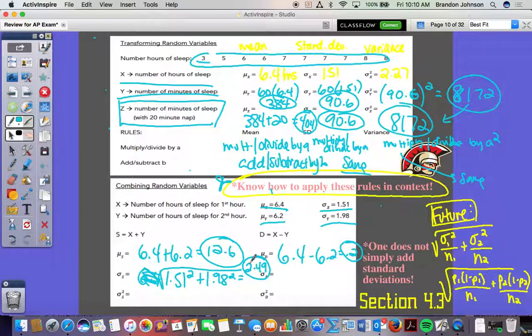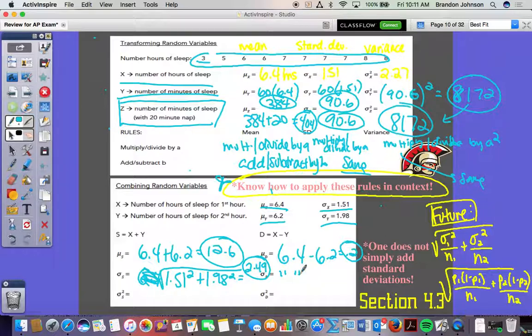This would be the same. It is not changing. Okay? If you add or subtract them, it doesn't change it. The formula for adding standard deviations is the square root of the first standard deviation squared plus the second standard deviation squared. Okay? Are we good?